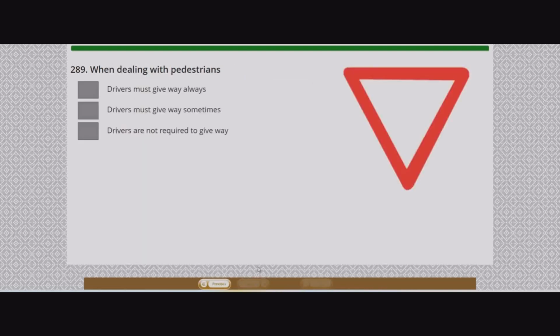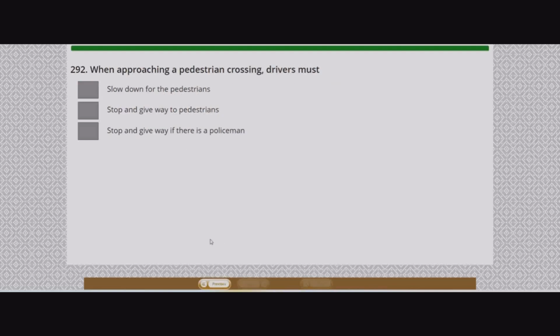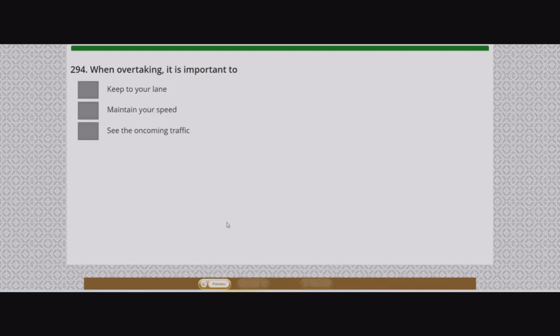When dealing with pedestrians, drivers must give way always. Speed limits posted on a variable message sign, VMS, temporarily overrule the speed limit posted on the road. When approaching a pedestrian crossing, drivers must stop and give way to pedestrians.